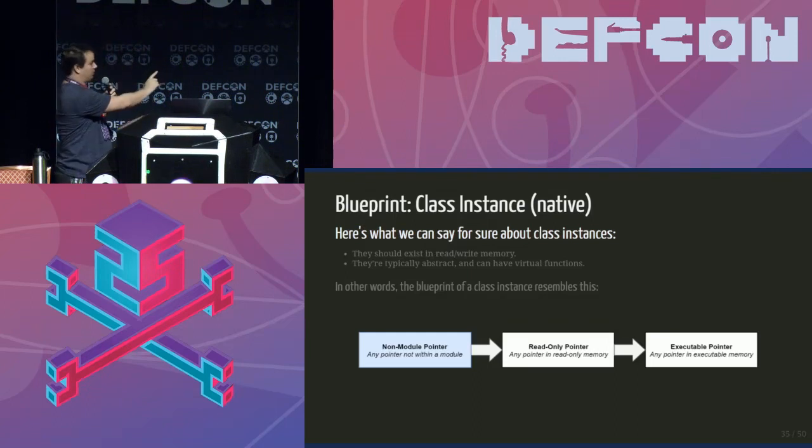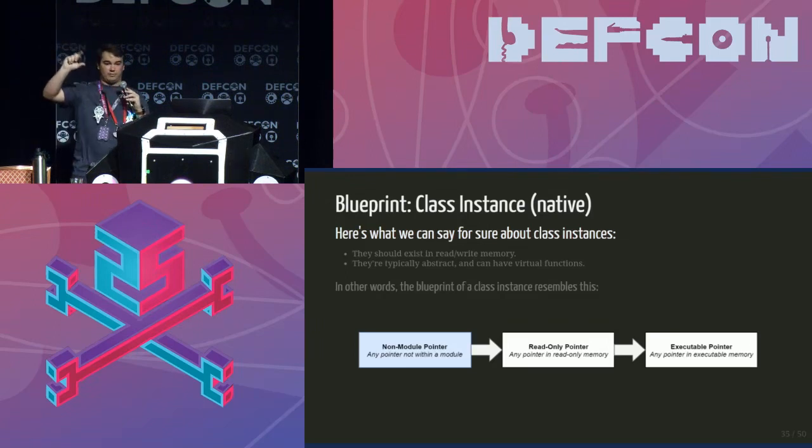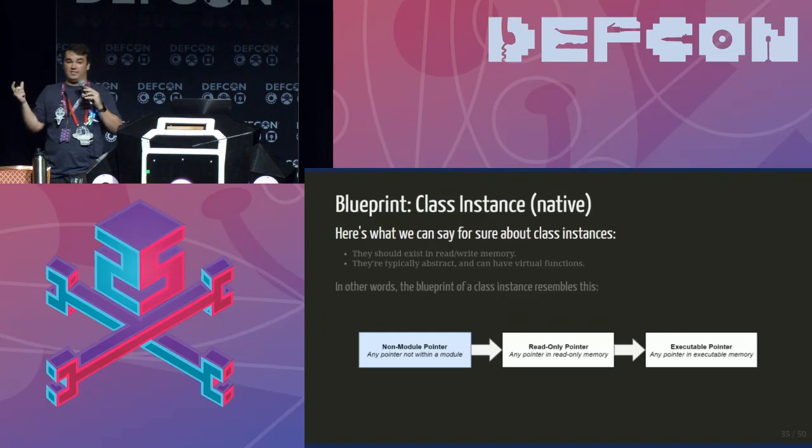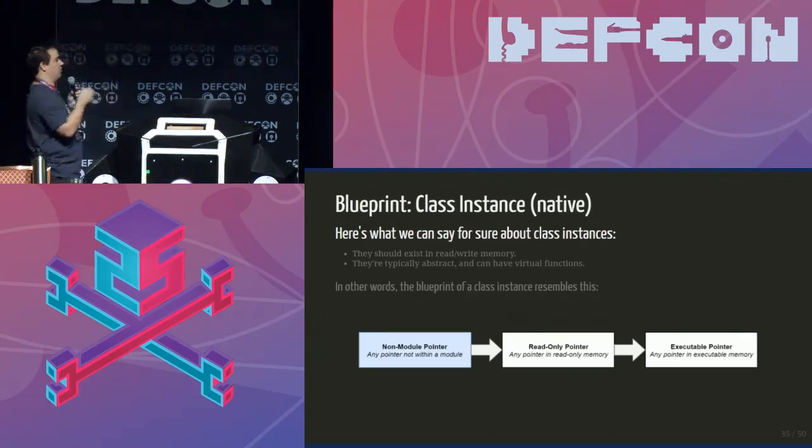you see here this blue box, that's what we're searching for. That's the pointer we want all the way on the left. The blue box needs to be a non-module pointer. If it's a pointer that falls within the address space of a module, meaning if it's a pointer that's in code, then it could just be assembly code that's moving a VF table into place. Assembly code isn't a class instance, so it's important to make sure it's a non-module pointer.